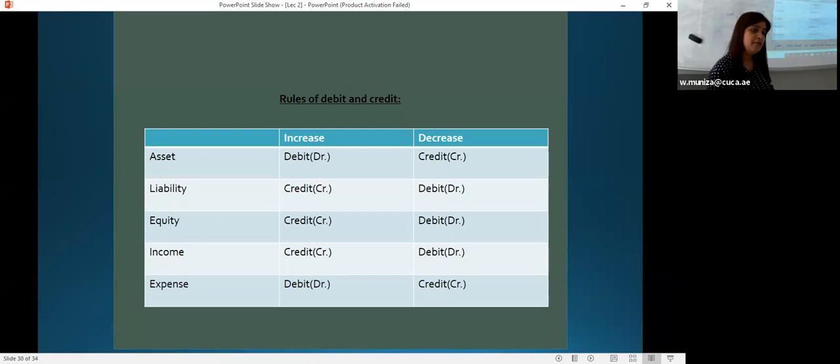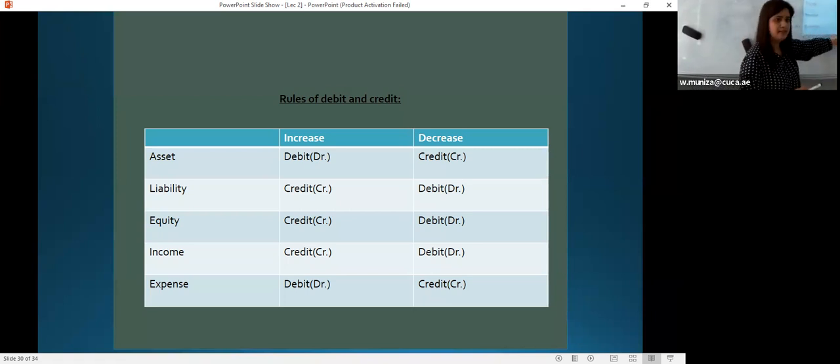Say for example, if we have received any rental income, if the business has given any property on rent, and we are receiving that rent in the form of cash, rent income has increased, income increased, we are going to credit it. In which form are we receiving that particular rent? In the form of cash. We are going to debit cash because cash is an asset. Increase in asset, debit.